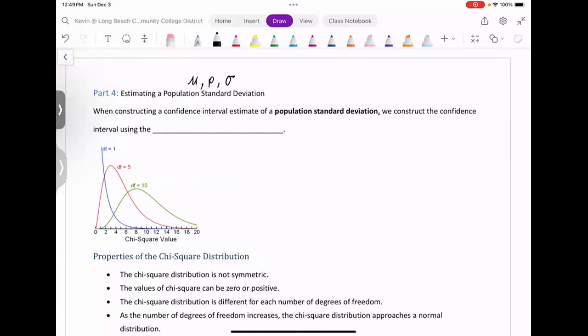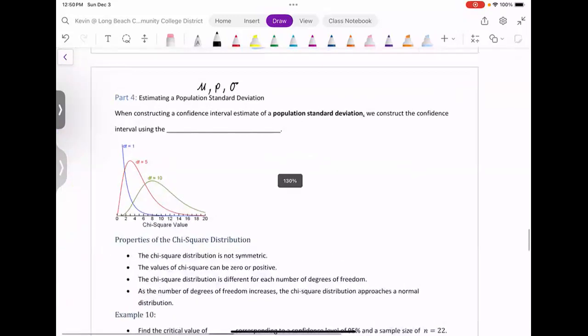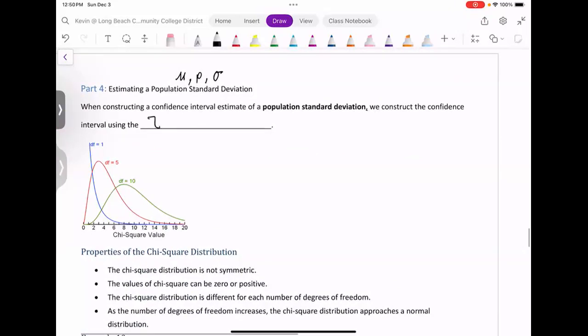We are moving on. When constructing a confidence interval estimate of the population standard deviation, we construct the confidence interval using the chi-square distribution. So we have a new distribution that I just sort of introduced you to a second ago. It's a Greek letter chi, is how I pronounced it. It's often written like this, chi-squared. And this is what we use.